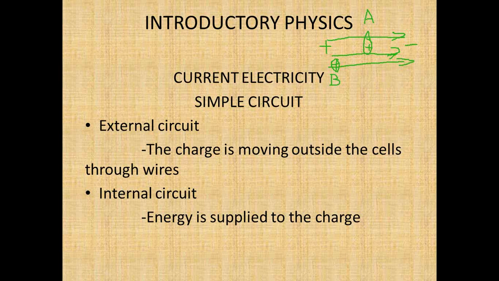Okay, so the charge is going to move in wires, and if it encounters a thermal coil, it's going to eat it up. If it encounters any device, it's going to convert that electric potential energy to another form of energy. Whereas your internal circuit, which is the battery, supplies energy to the charge. So energy is supplied to the charge via the internal circuit, which is the battery. The external circuit is just a series of wires.